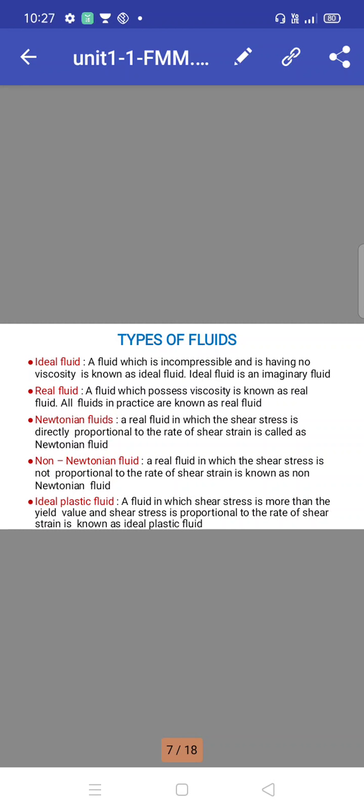So it does not start at the origin. That is the ideal plastic fluid. It specifies a fluid in which shear stress is more than the yield value and shear stress is directly proportional to the shear strain. We call it an ideal plastic fluid. So these are the things we need to mention here.